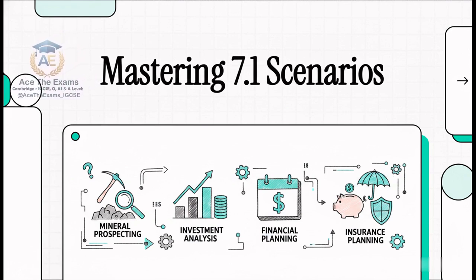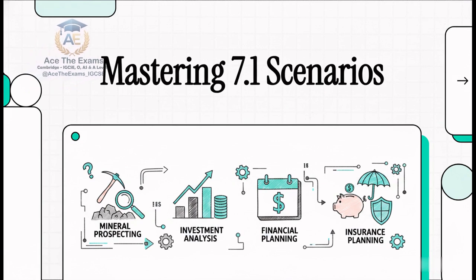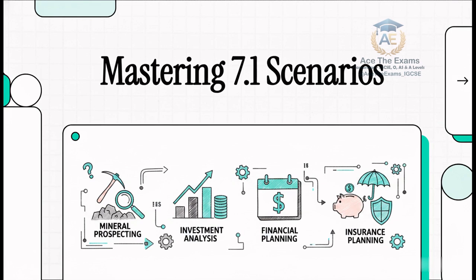Today, we're focusing on the true differentiator, those dreaded 7.1 scenarios. We're talking about complex mineral prospecting, intricate investment analysis, detailed financial planning, and robust insurance planning. These are the heavy hitters of the exam paper. These are multi-stage problems that demand so much more than just rote memorization. They require a strategic, surgical approach.